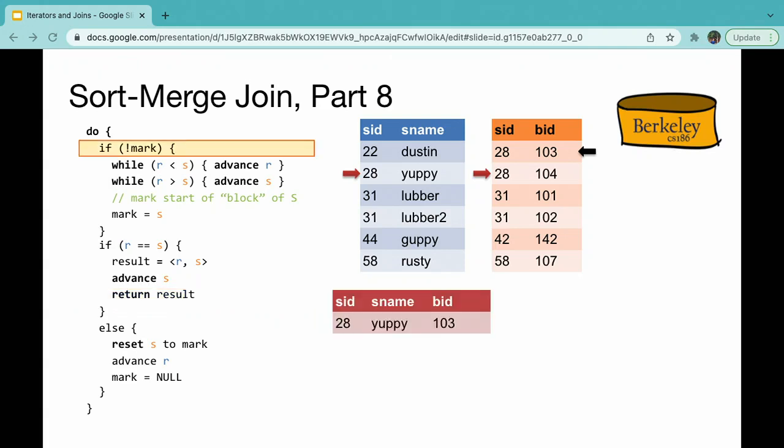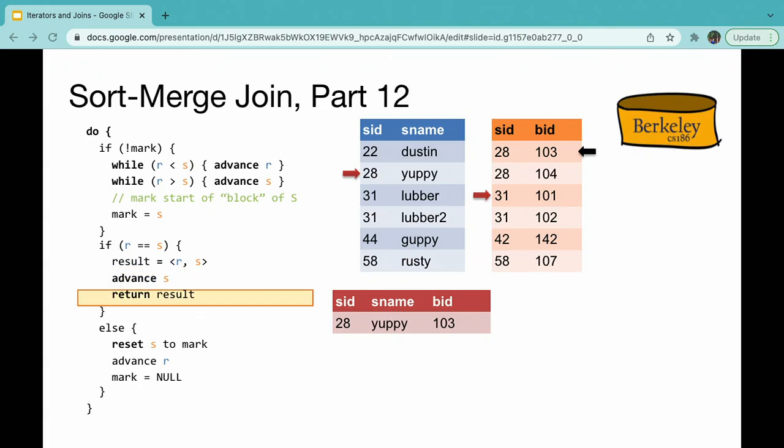So mark is set already. It means that we're in the middle of a range almost. We're still scanning through a range. Okay, so mark is set. Is R equal to S? Yes, it is here. Okay, and mark, by the way, is denoted by the black arrow. Is R equal to S? Yes, it is. So we're going to yield the result, advance S, and return the result.